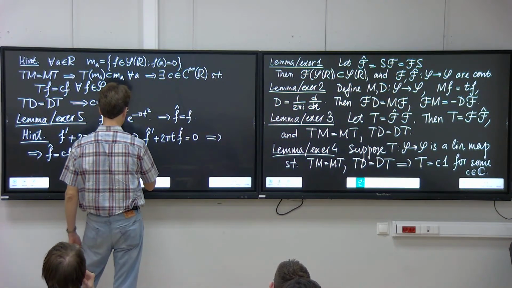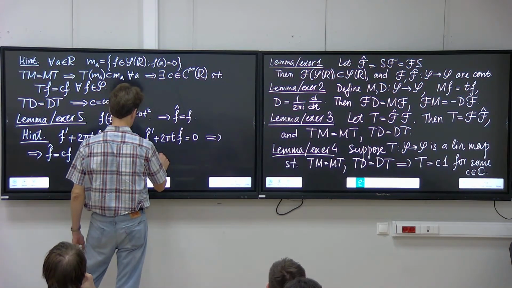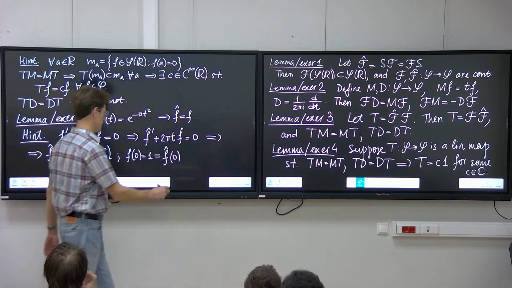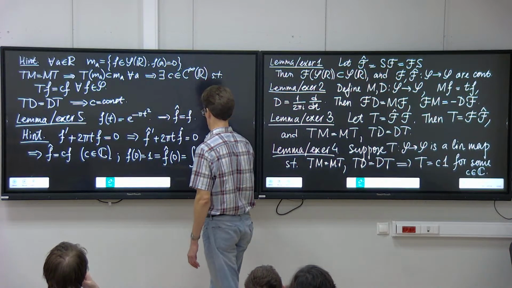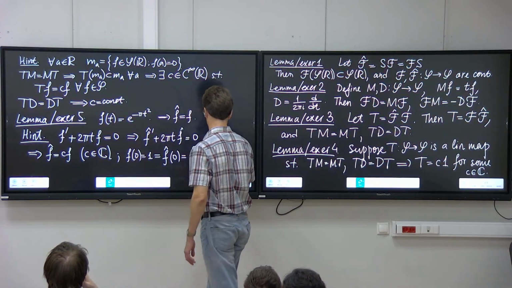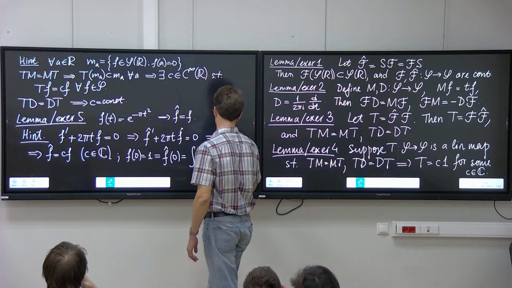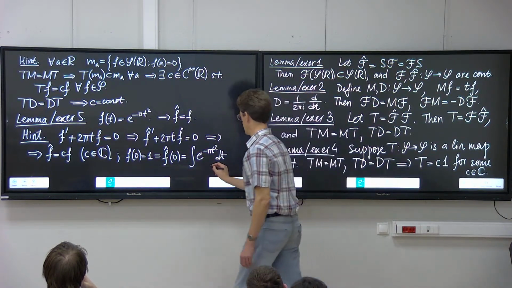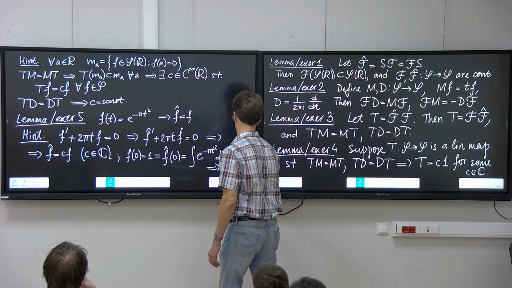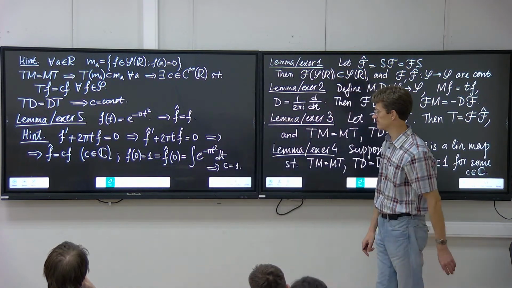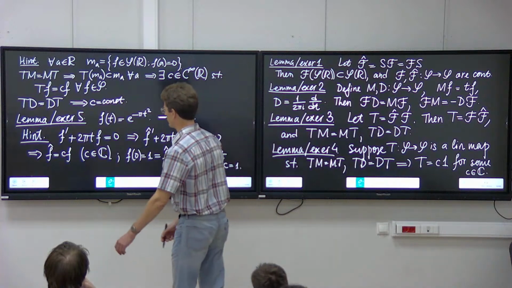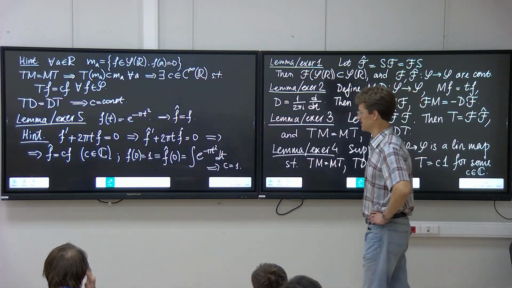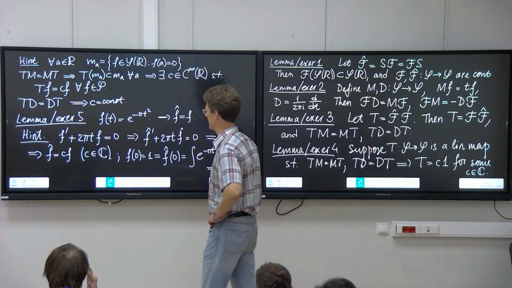f of 0 is 1. And on the other hand, it's a standard fact that f hat of 0, which is just the integral of this function, is also 1. So as a result, we see that C equals 1. Now, actually, this is not a hint, but a complete proof of lemma 5.